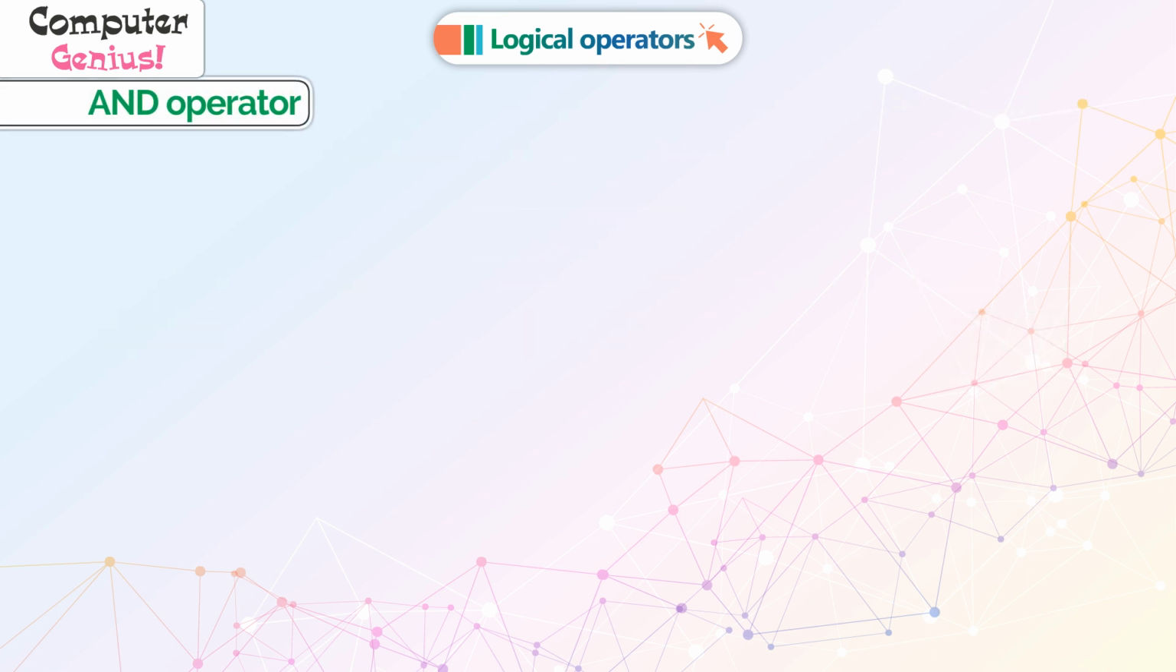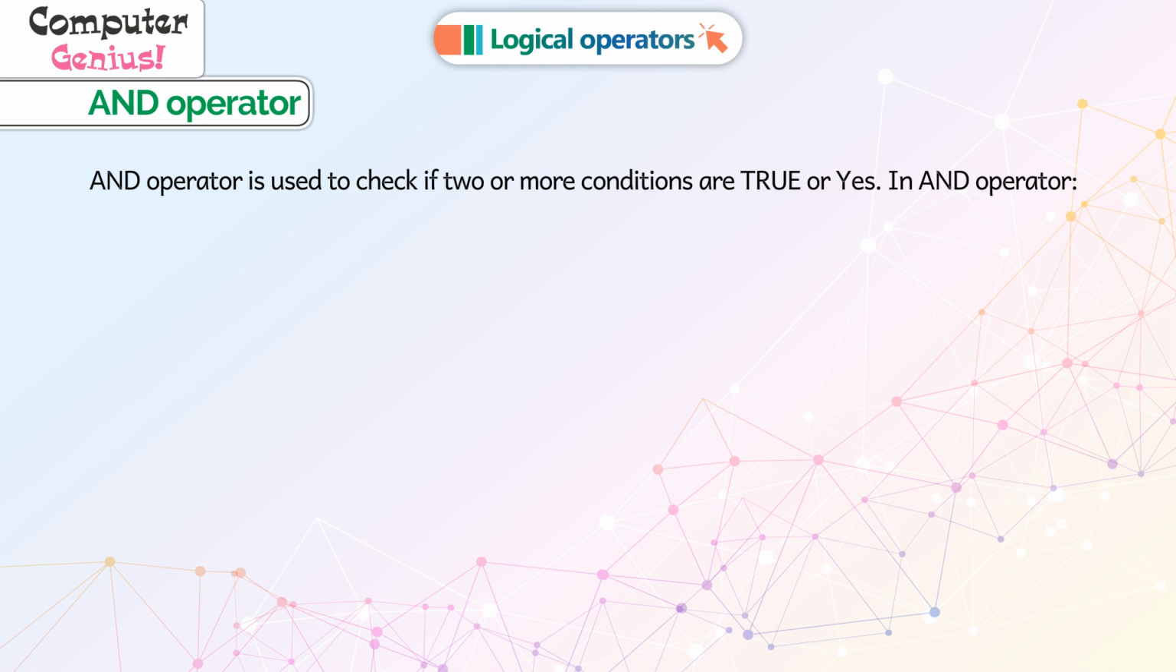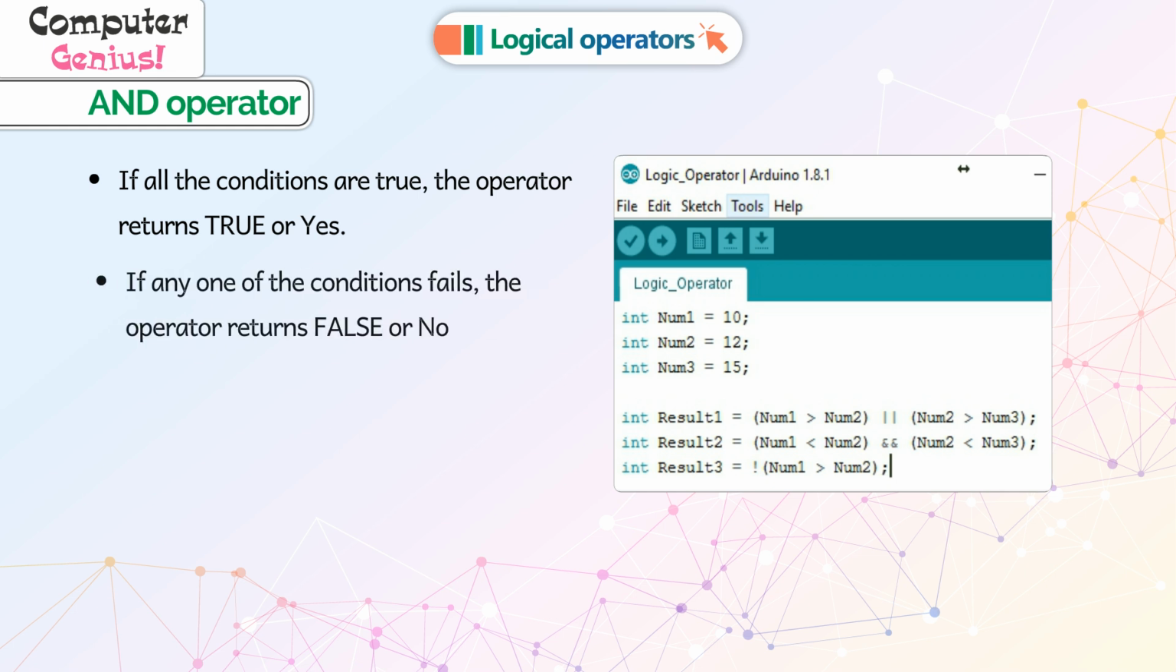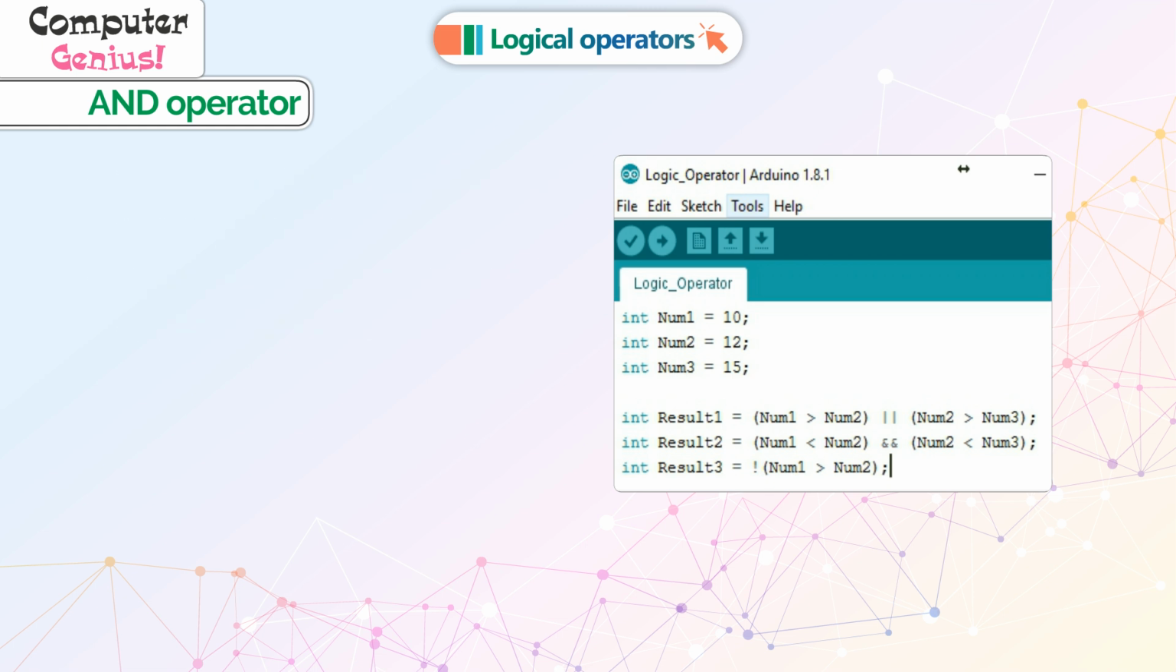AND operator. The AND operator is used to check if two or more conditions are true or yes. If all the conditions are true, the operator returns true or yes. If any one of the conditions fails, the operator returns false or no.